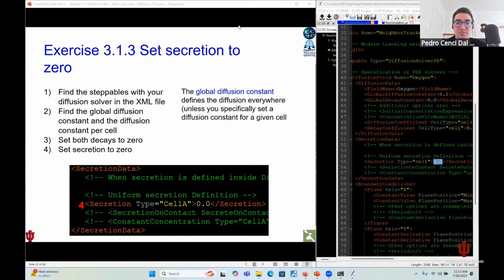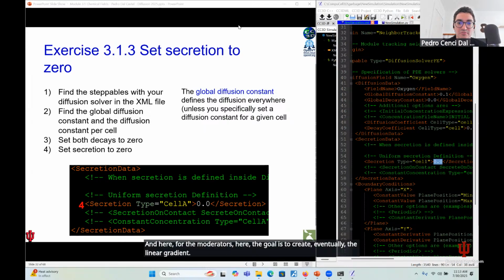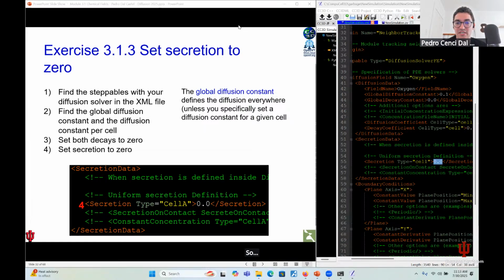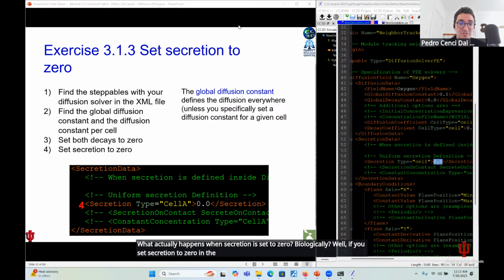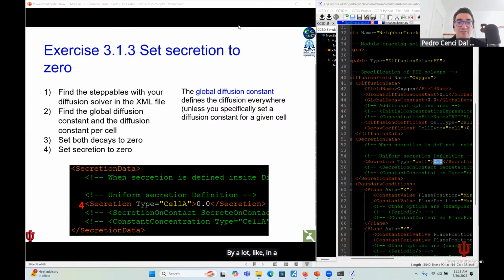And here for the moderators, the goal is to create eventually the linear gradient. So if you want to skip ahead and just do that, it's okay. What actually happens when secretion is set to 0 biologically? Well, if you set secretion to 0 in the model, the cells don't secrete anything. Like in a human being, if you set secretion to 0, it dies.